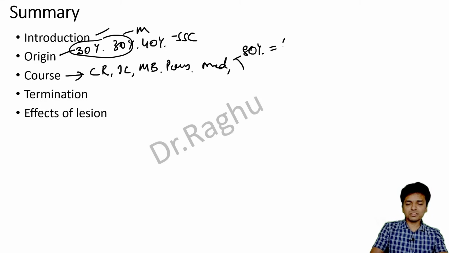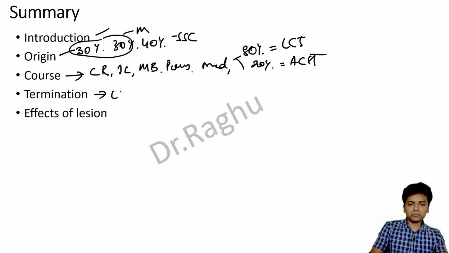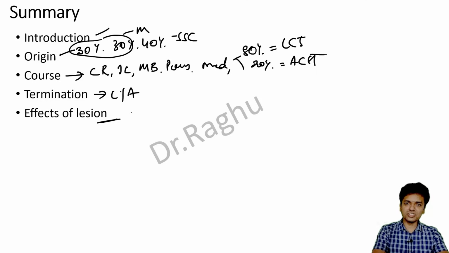80% of the fibers form the lateral corticospinal tract, and the remaining 20%, which remain on the same side, form what is called the anterior corticospinal tract. And then we saw the termination of both the lateral as well as the anterior corticospinal tract, and then I also discussed the effect of the lesion.